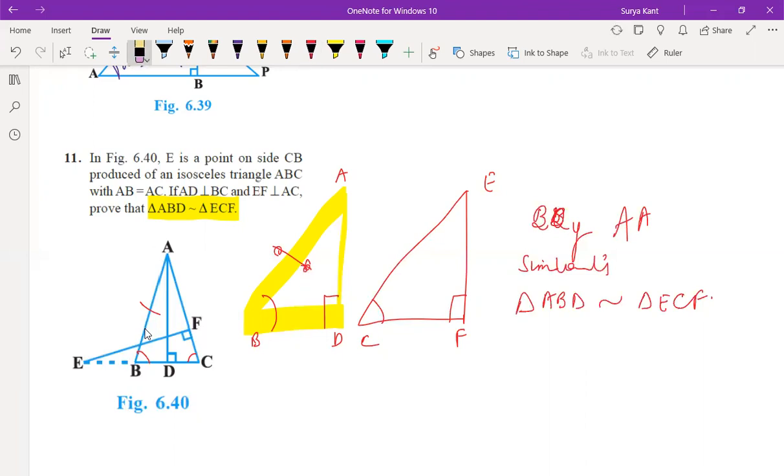See here, if anything is wrong, you can see in this answer. Samarth, just see what I've done here. Are you getting any doubt over here? In part A, directly we got the answer. Yes, that is also correct. If you take ABD and ECF, D and F are both 90-degree angles, and angle B is equal to angle C, because of the isosceles triangle. Both angles are equal. Is it clear to everyone? Yes, sir.